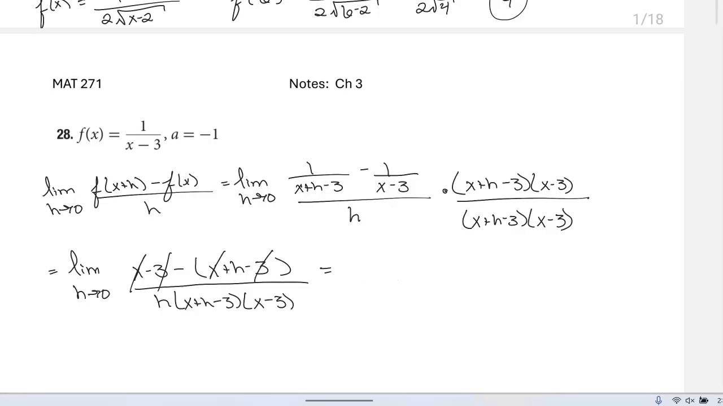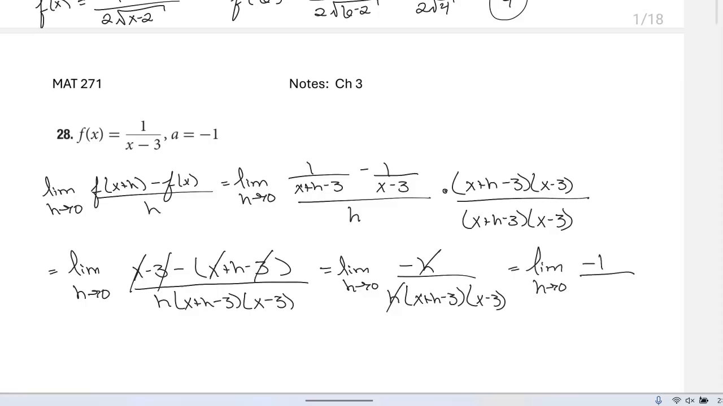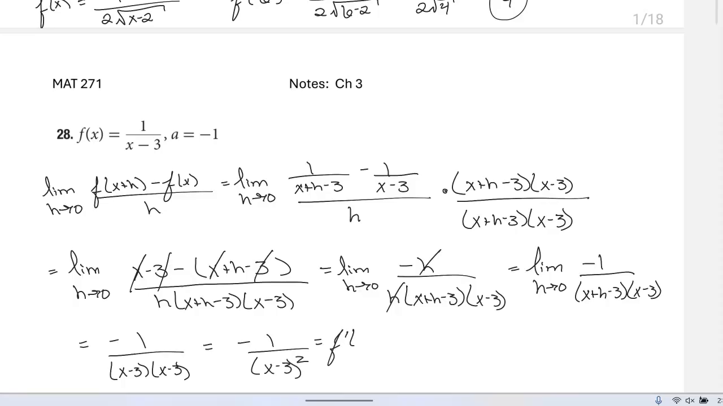Oops, let me write my complete sentence. So the limit as h goes to 0, negative h over h times x plus h minus 3 times x minus 3. And now we can see those are going to cancel. And then if we plug in 0 for h, we're going to get negative 1 over x minus 3 times x minus 3, which is negative 1 over x minus 3 quantity squared. So there's my derivative for this function here.